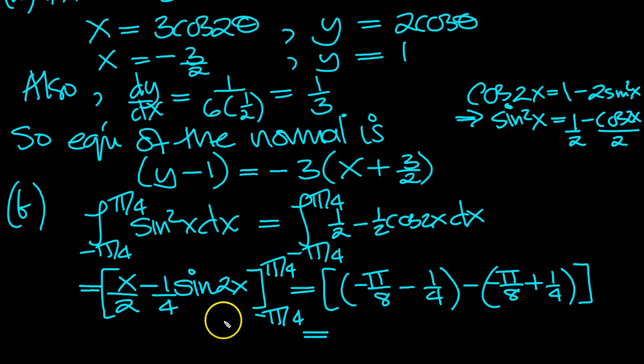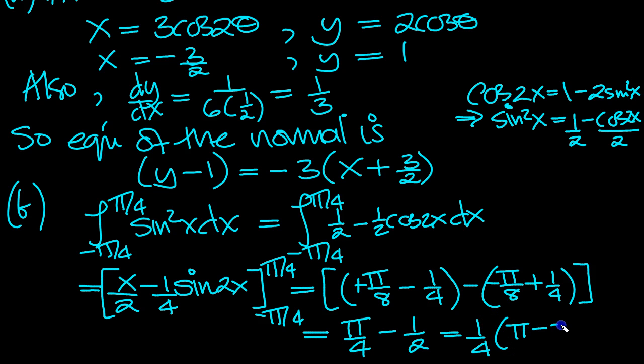So we've got minus pi over 8. Is that minus? Yeah, there's a minus there. The top value wasn't a minus though, was it? It was a plus. So we've got pi over 8, double minus is a plus, so it's 2 pi over 8, which is pi over 4. So that's that one. And then we've got minus a quarter, minus another quarter, which is minus a half. So let's take a quarter outside a bracket. Pi, and it's minus 2. 1 quarter bracket pi minus 2.